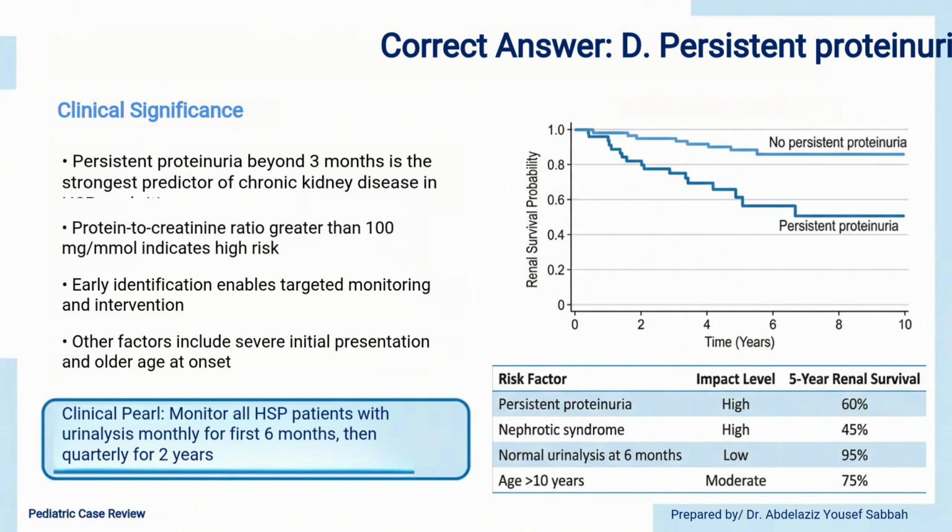The clinical pearl to apply in practice. Monitor all patients with Henoch-Schönlein purpura with urinalysis monthly for the first 6 months, then quarterly for 2 years, regardless of whether the acute symptoms have fully resolved. This ongoing surveillance is the most powerful tool available for protecting long-term renal function.